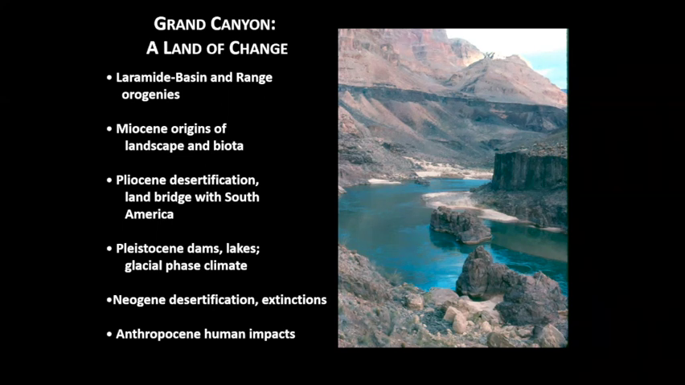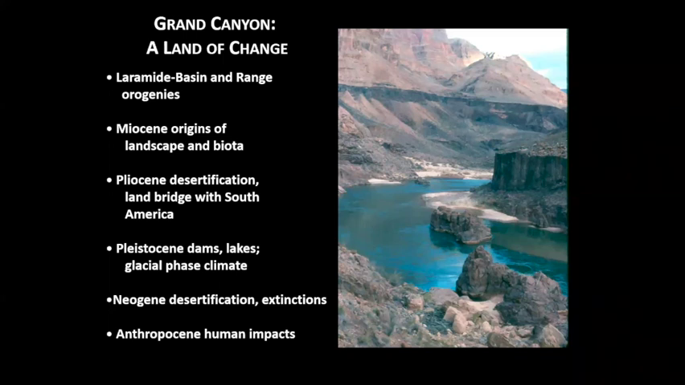But it's also a landscape of change. I think many people come to the rim and are struck by how stable it looks. But really, this is a landscape that has been changing continuously through recent geologic time. Last 60 million years, the landscape has begun to develop. During Miocene times, 15 million years ago, the landscape began to look like we see it now. And that time period is the origin of a lot of our biota that we have in the landscape now.